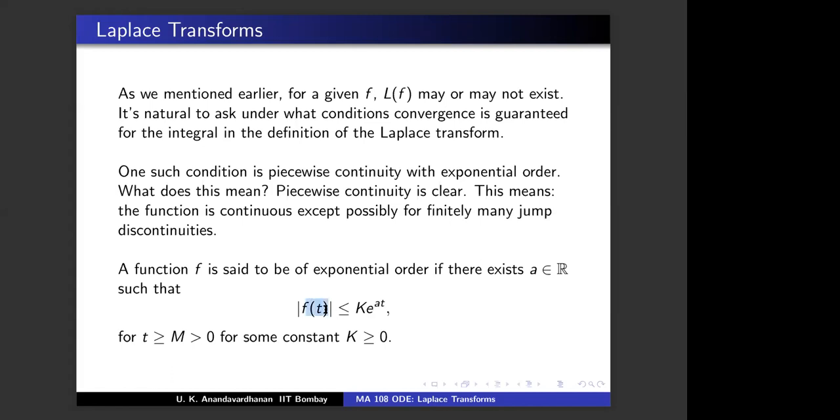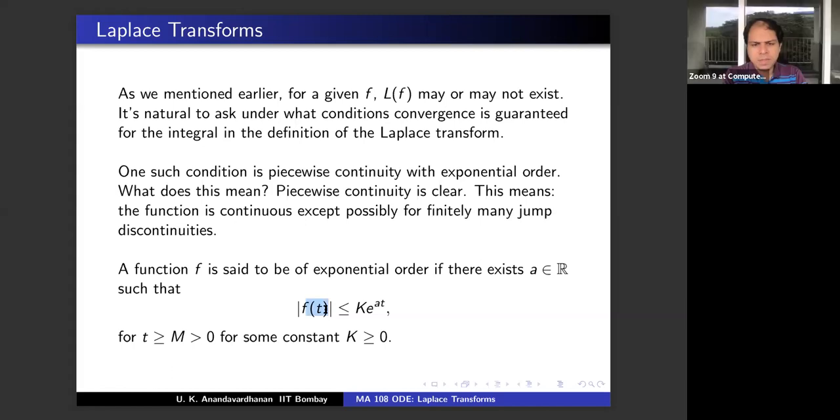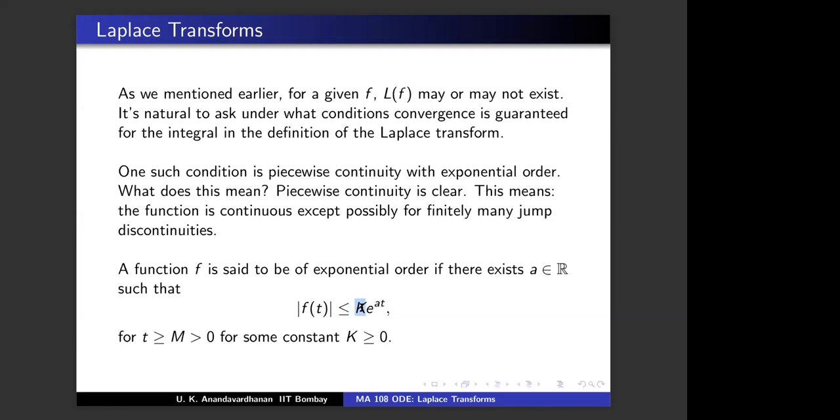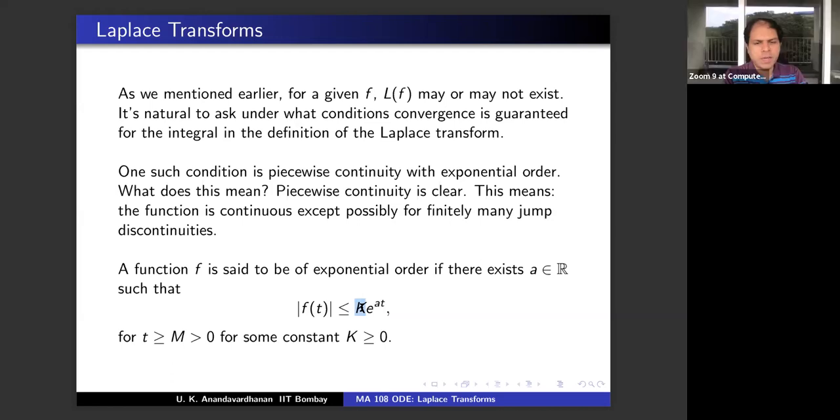If you take f(t) to be e^t times sin t, then the modulus of that is less than or equal to e^t. So what is your a? Obviously a is 1, and k can be any value greater than or equal to 1. So the optimal k is 1. Okay, so therefore you have given me an example of a function of exponential order. Clear, no? So let's do some more examples.